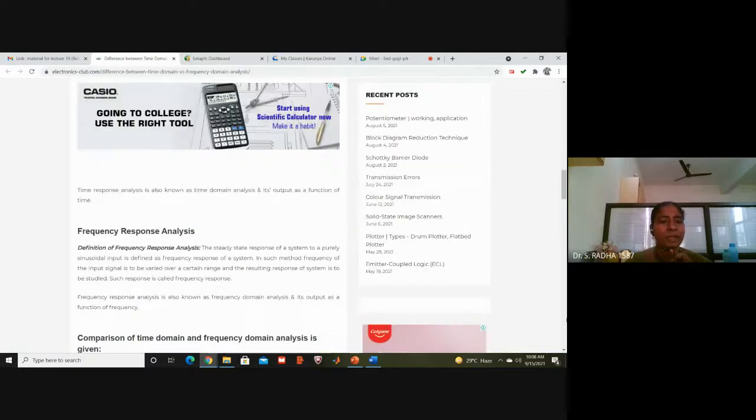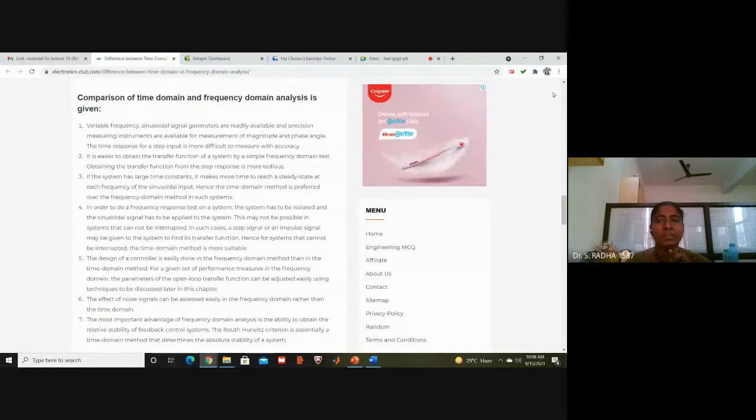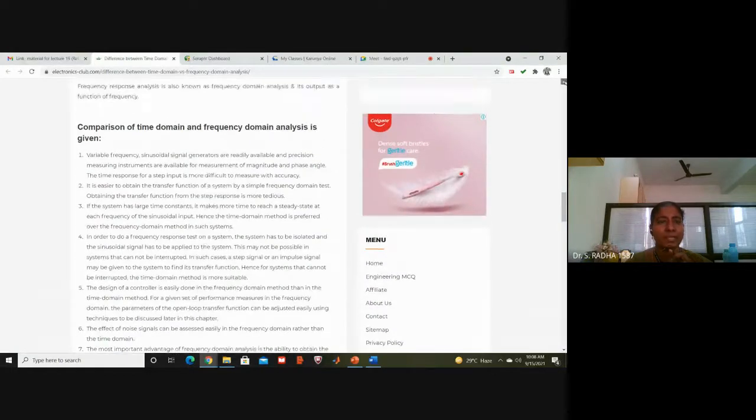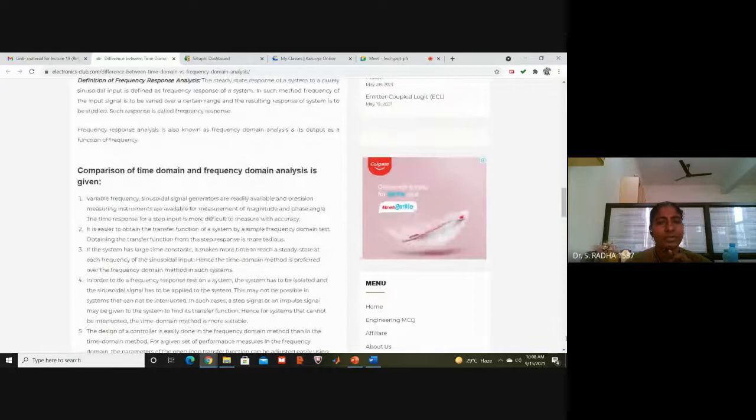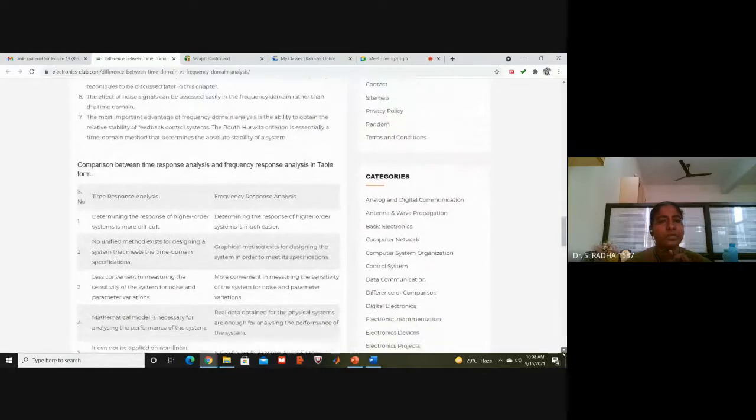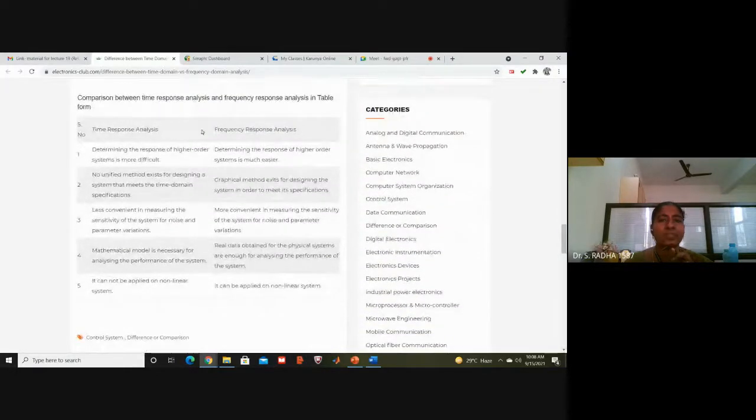Next, the main comparison between time and frequency response; we will go with a tabular column. Time domain analysis, frequency domain analysis. Time domain is not applicable for higher order systems. Frequency domain can be applied for higher order systems.